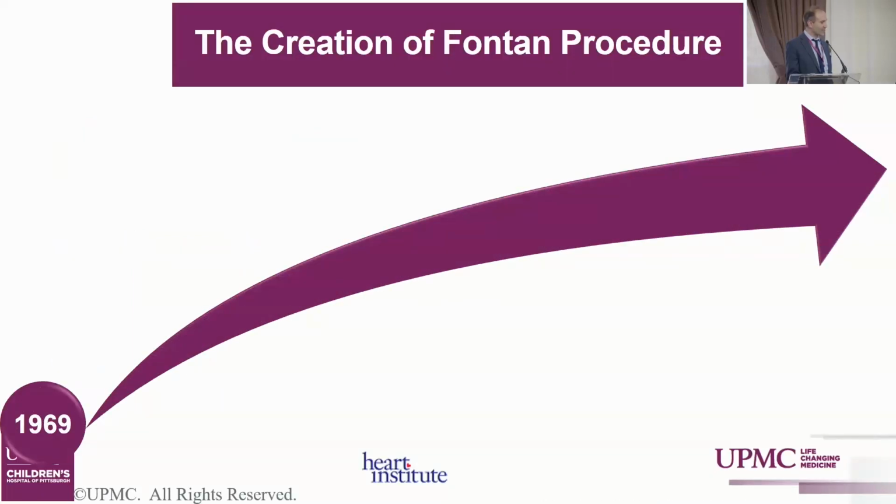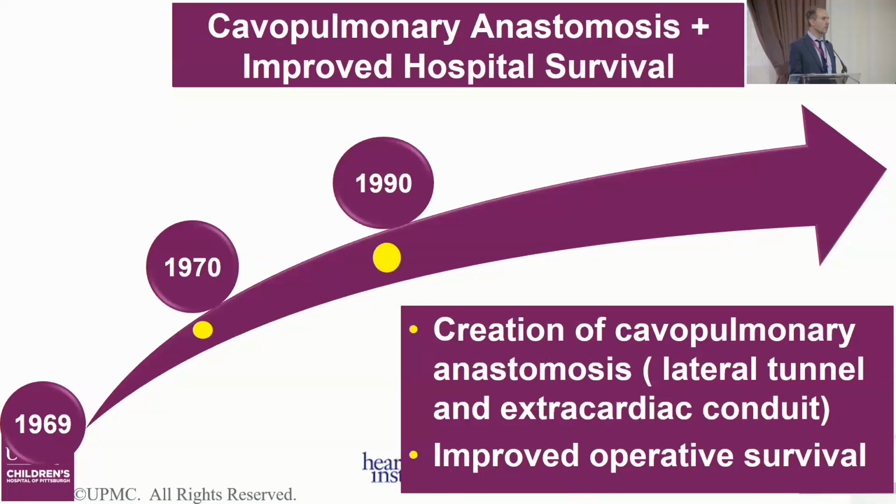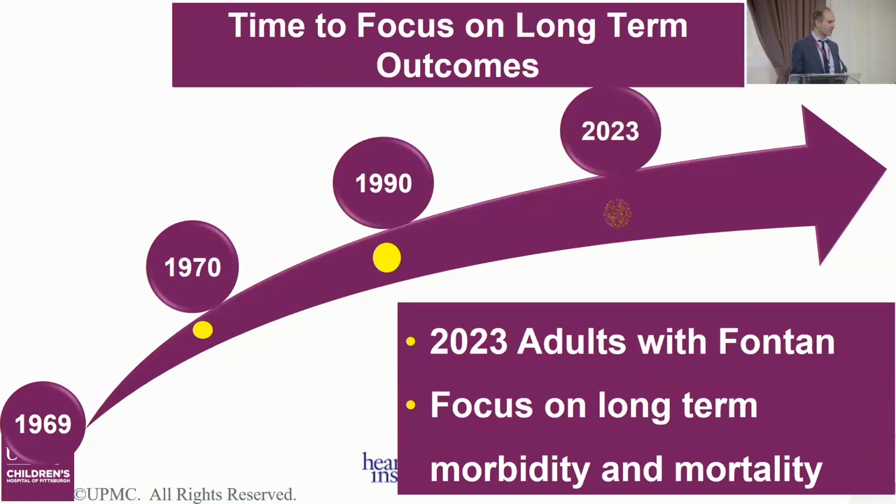As we heard this morning, the procedure was created in 1969, and then in the 1970s, there were multiple modifications with the removal of the valved conduits and the creation of the atriopulmonary Fontan by Dr. Kreutzer. And then in the 1990s, there was creation of the modern types of Fontan that we see today, which is the creation of the cavopulmonary anastomosis with lateral tunnel and extracardiac conduit Fontan. And with that, there was significant improvement in the operative survival.